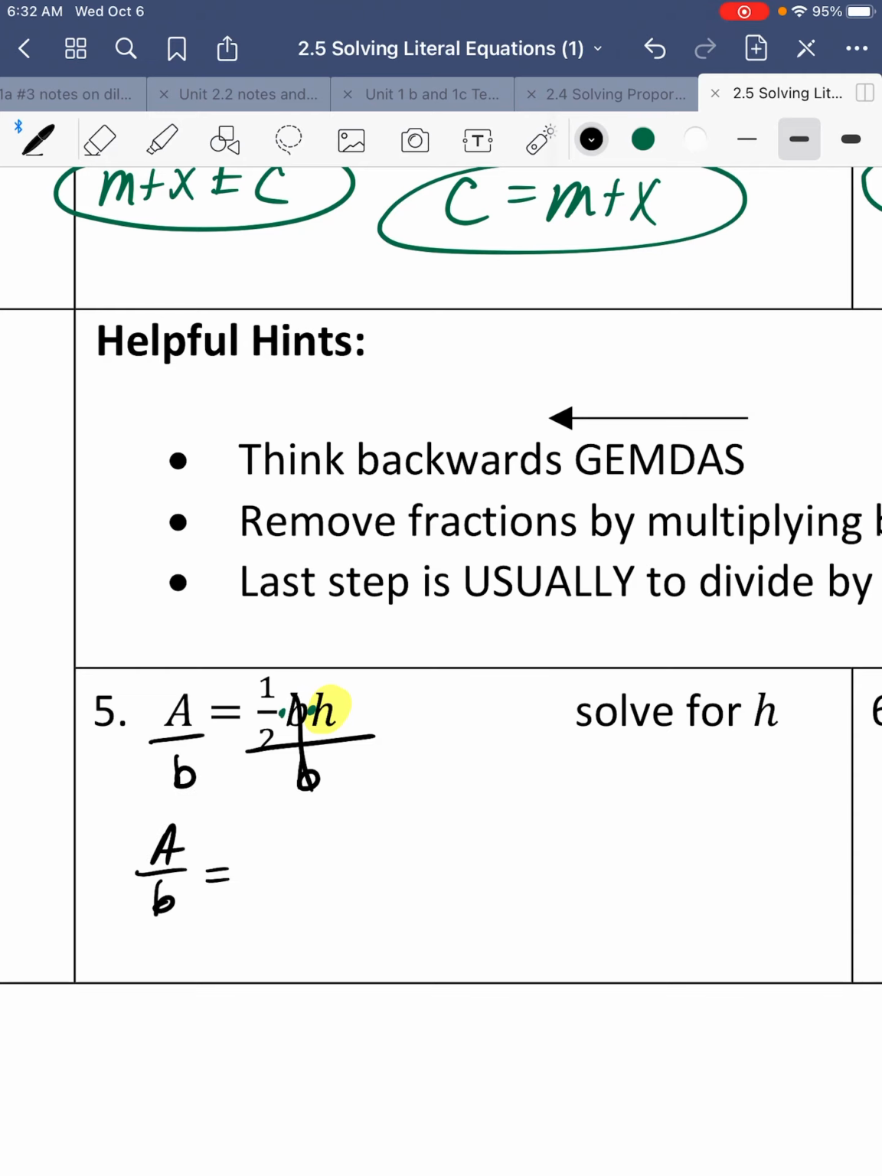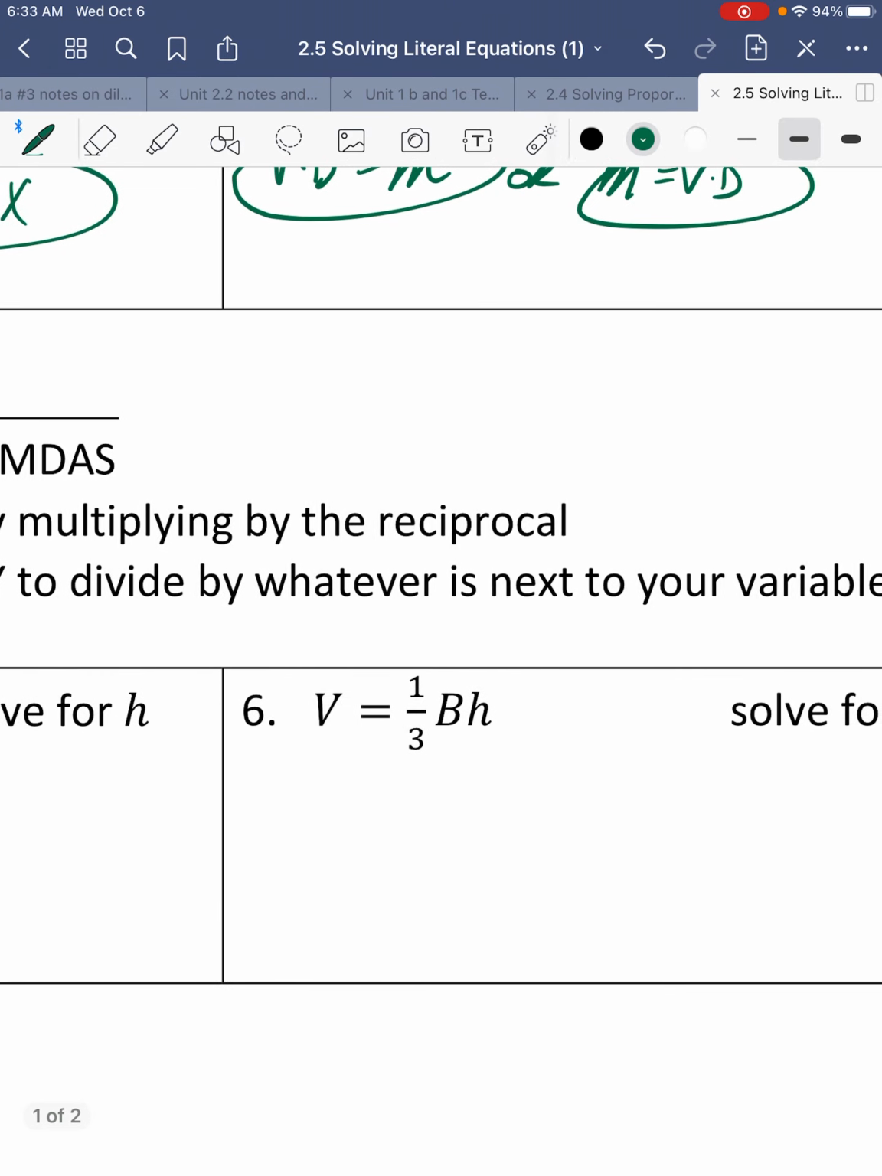We get A divided by B equals 1/2 times H. At this point, multiplying by 1/2, you could divide by 1/2, but then you have a dividing by a fraction, which is another division. So another way you can do this is multiply by the reciprocal, so 2/1. Multiply this by 2/1, and that simplifies it. You get H equals, you multiply the numerators, so 2 times A is 2A, and 1 times B is B, multiplying the denominators. And there you go. That is really nicely simplified.